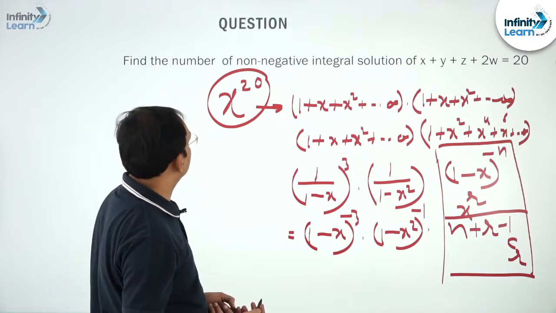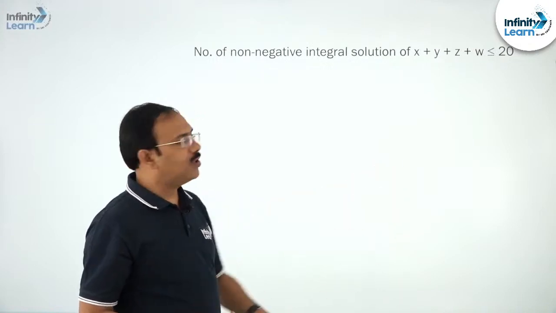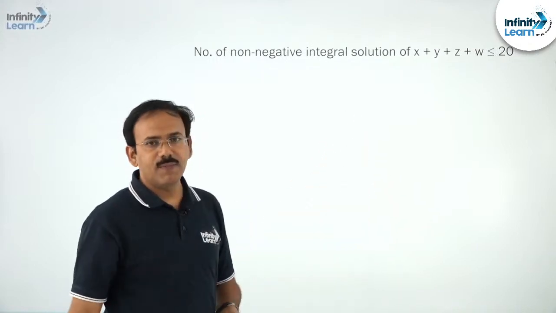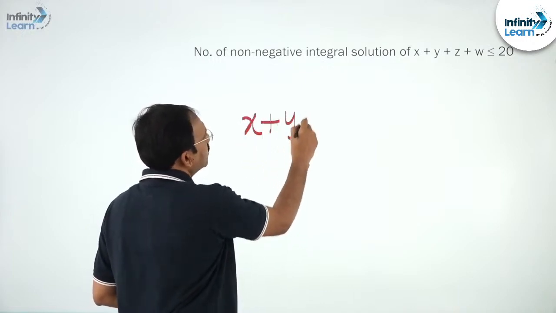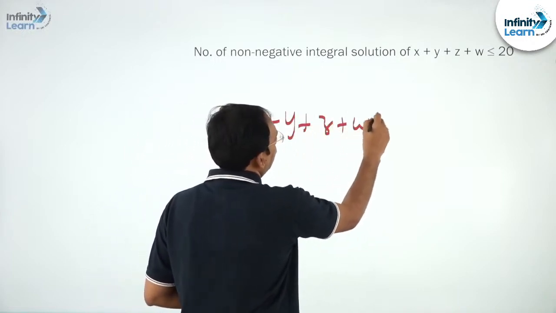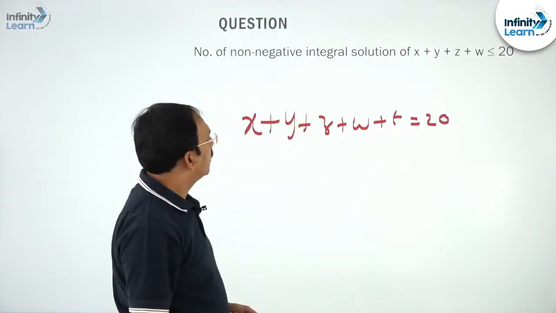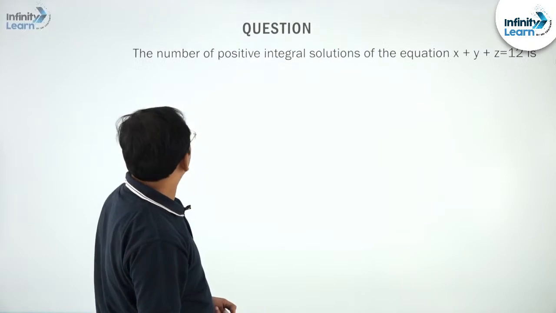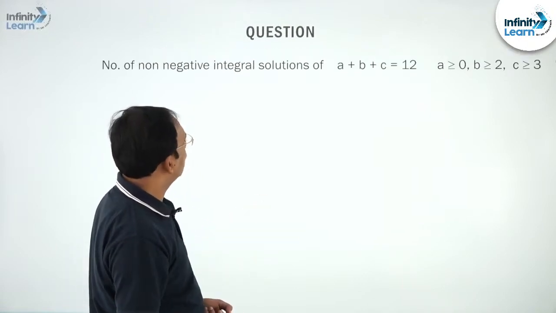Next, friends, this kind of question I have already told you: just introduce one more dummy variable t. So, you can deal with this question as x plus y plus z plus w plus t is equal to 20. You can write this question. Now, friends, this question is about the number of positive solutions. As a summary I have written these questions, fine.